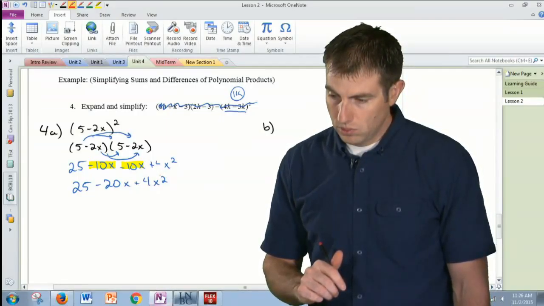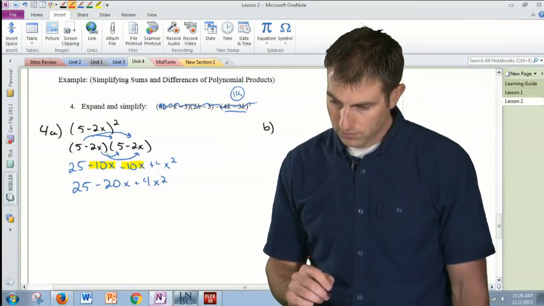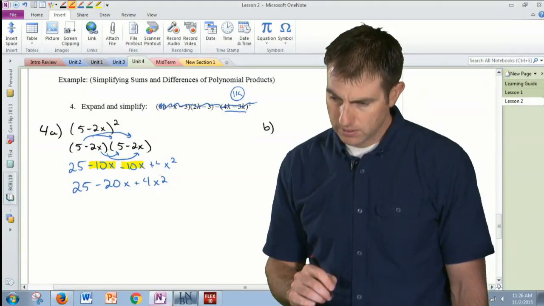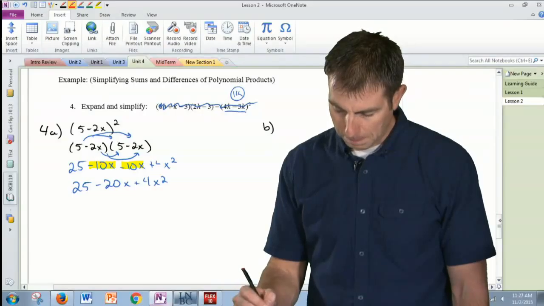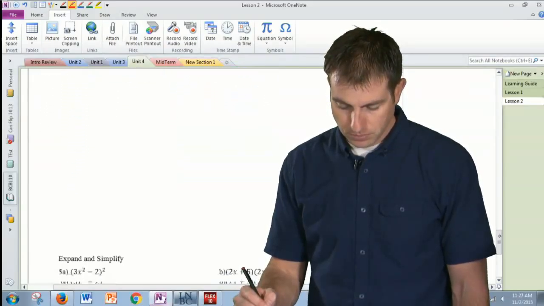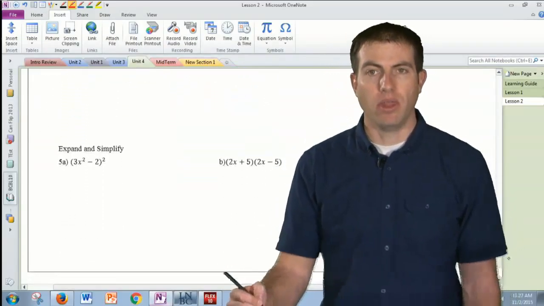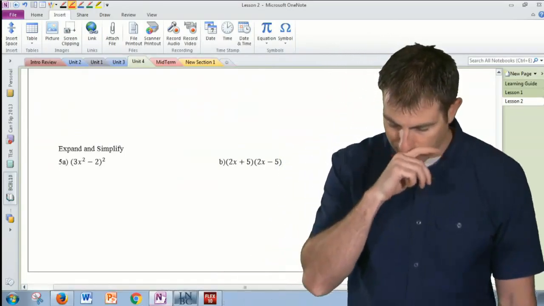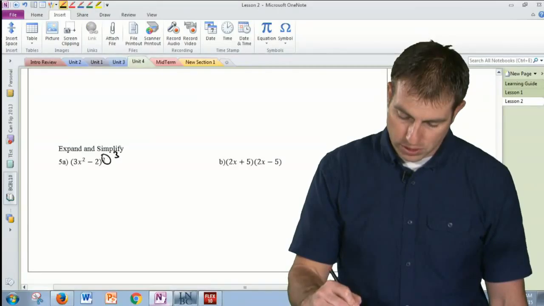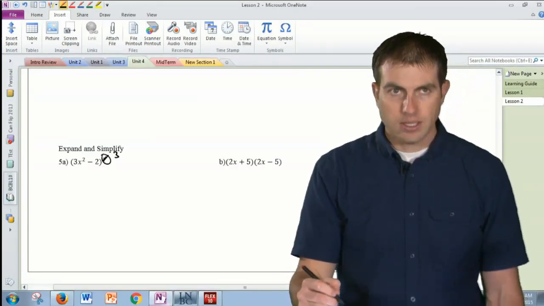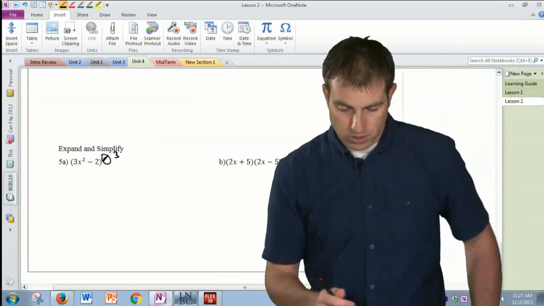Let's do... I don't want to do that one. Let's just jump down to the bottom here. There's one at the bottom. There's another typo in here. This 2 should be a 3. So let's change that to a 3. And I'm going to do this question, then we'll call it a day.